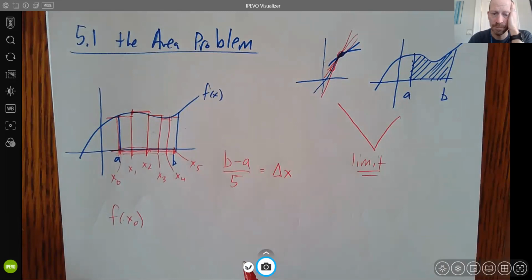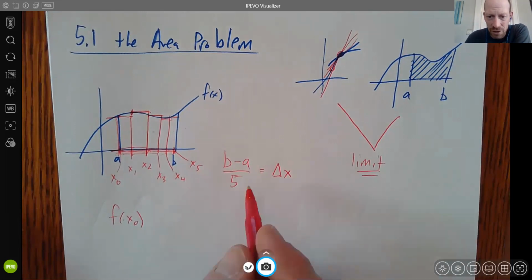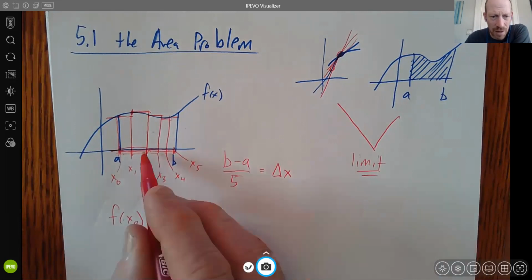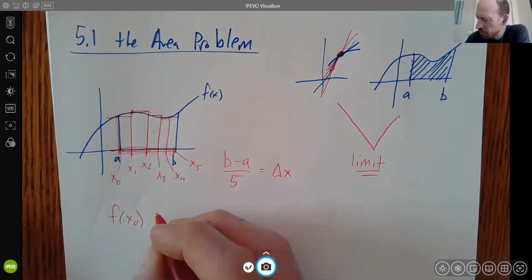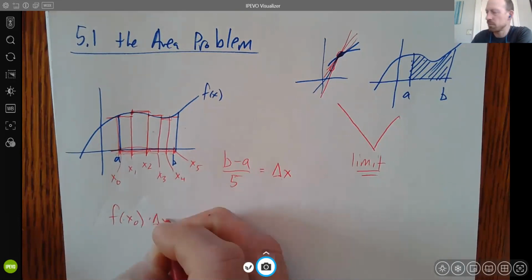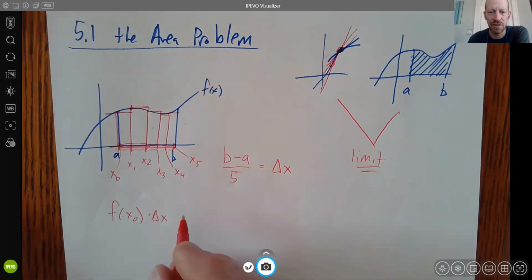Okay. So I don't know what b and a are or f is, right? Those are going to change in these different problems. And it won't always be 5 rectangles, right? It could be 10 or n or a million, right, rectangles. But whatever I calculate here is my width, and that width, right, is going to be the other dimension for that rectangle. So I'm going to write that down as just delta x, right? Delta x is this value, b minus a divided by 5.